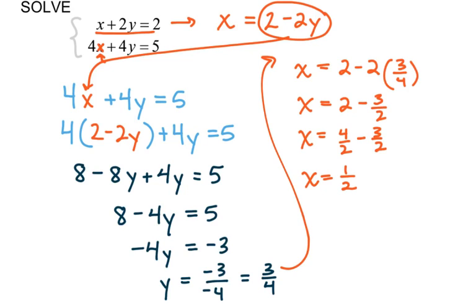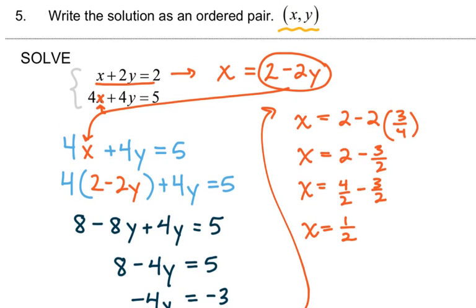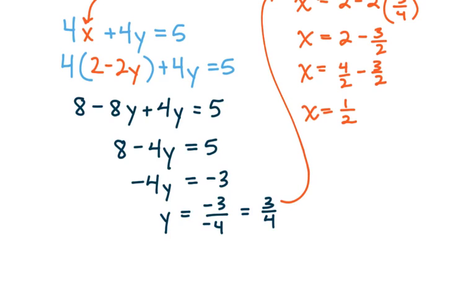This is my solution. Now, we always want to make sure that we write our solution as an ordered pair. And the trick to an ordered pair is x comes first and y comes second. So you want to make sure that you write your x value first and your y value second. I'm emphasizing that because in this situation, we found x second. So I would expect to see students write 3/4 and then 1/2, even though the answer is x equals 1/2 and my y value is 3/4.